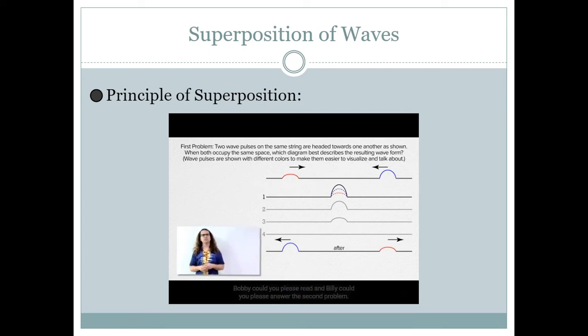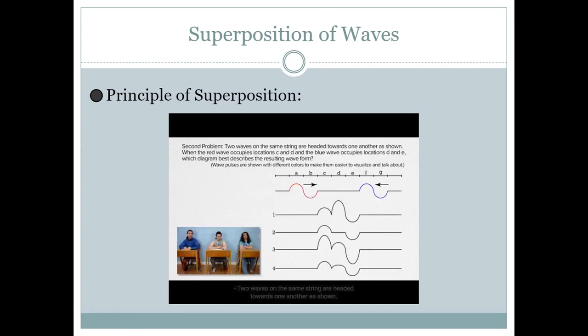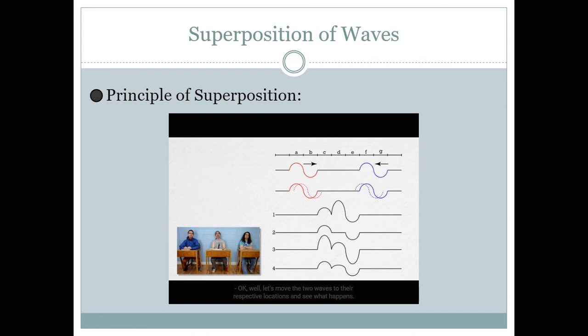Bobby, could you please read, and Billy, could you please answer the second problem? Two waves on the same string are headed towards one another as shown. When the red wave occupies locations C and D, and the blue wave occupies locations D and E, which diagram best describes the resulting waveform? Wave pulses are shown with different colors to make them easier to visualize and talk about. Okay, well, let's move the two waves to their respective locations and see what happens.